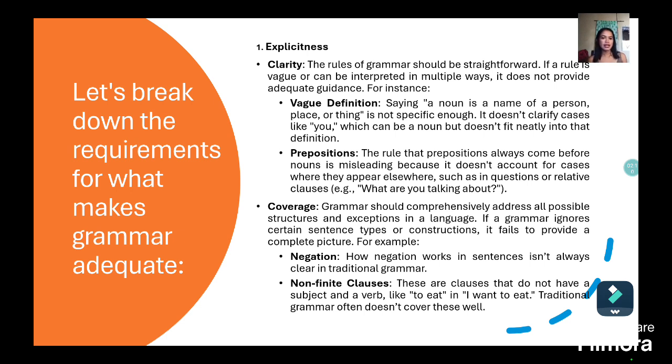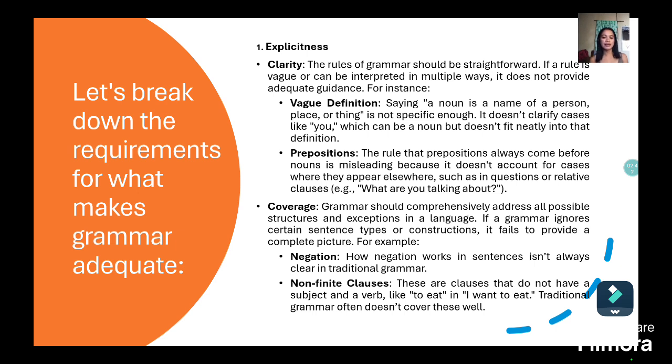Next, under explicitness is coverage. Grammar should comprehensively address all possible structures and exceptions in a language. If a grammar ignores certain sentence types or constructions, it fails to provide a complete picture. For example, negation. How negation works in sentences isn't always clear in traditional grammar.